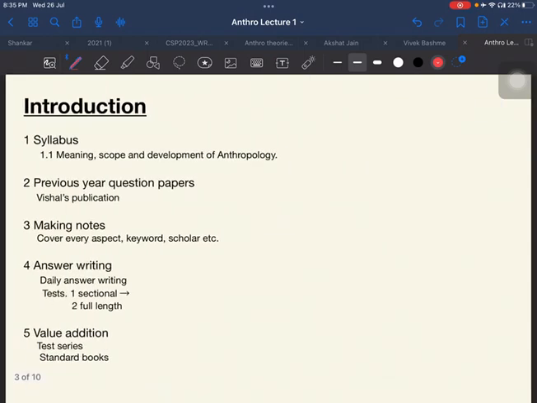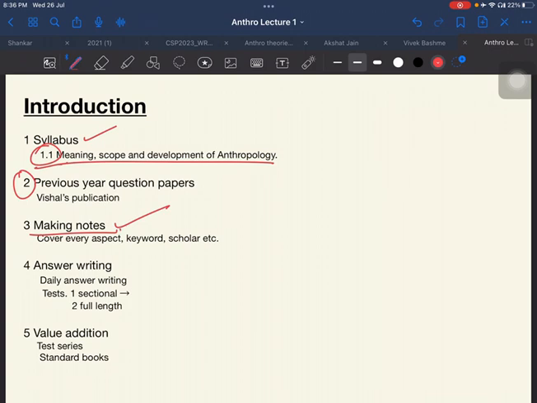Let me give you a quick introduction. So, first of all, how we will approach this subject. First of all, we will take the syllabus, for example, say we are going to do today this point 1.1, meaning, scope, and development of anthropology. We will see the previous year question paper regarding this topic so that we get to know which are the most probable areas from this topic from where questions are being asked. After having this fair idea in our mind, we will proceed towards making notes.